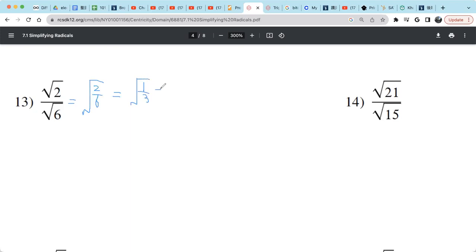But what does this mean? Square root of 1/3. It means the square root of 1 over the square root of 3, because remember, 1 raised to any power is still 1. So 1 over square root of 3. Now we want to multiply by 1, which is the square root of 3 over itself, because we want to rationalize the denominator. Then we get radical 3 divided by 3.